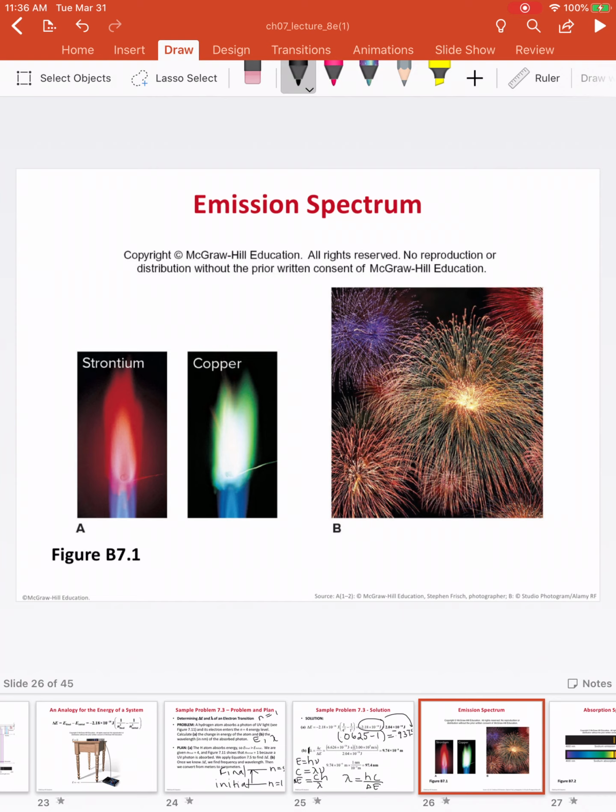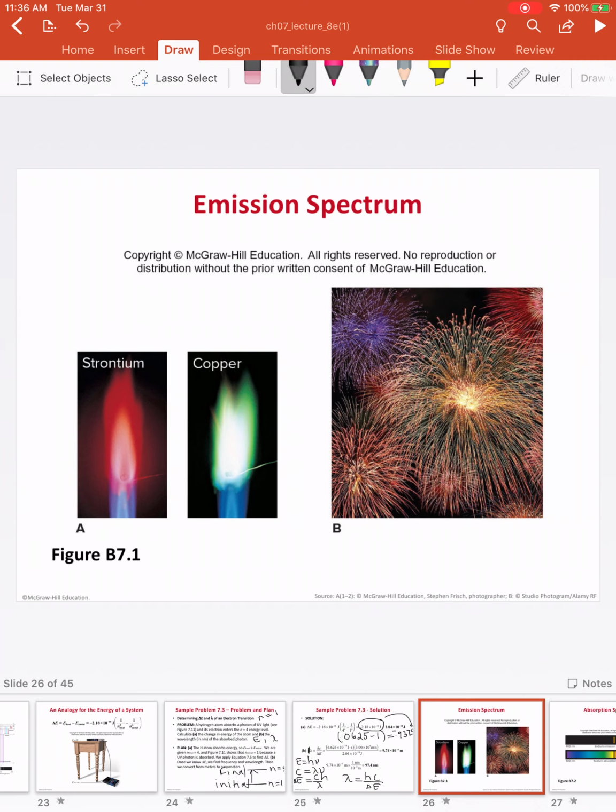And this is an example of an emission spectrum: emission spectra of strontium and copper. Remember, we did the flame test, and we saw some beautiful colors. We saw orange for sodium, violet for potassium, and red for lithium. Those are all emission spectra of the metals. Here you are seeing strontium and copper. Copper is a beautiful blue-green, and strontium is red.